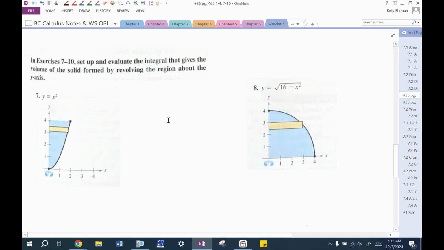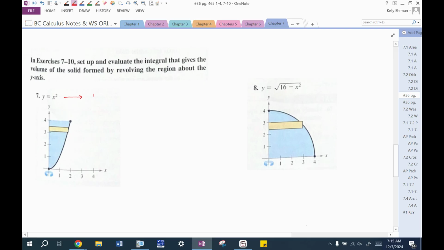Okay, set up and evaluate the integral that gives the volume of the solid formed by revolving the region about the y-axis. So now we're going sideways, and again, you can see that the rectangle they're talking about is already shown for you, but if you're revolving around the y-axis, that means you're reflecting across the y and forming this 3D shape. So the first thing you need to do is solve the equation for x so that it's a function of y.